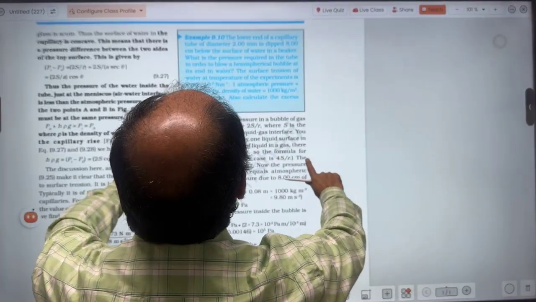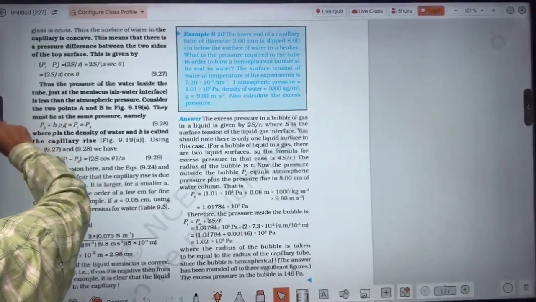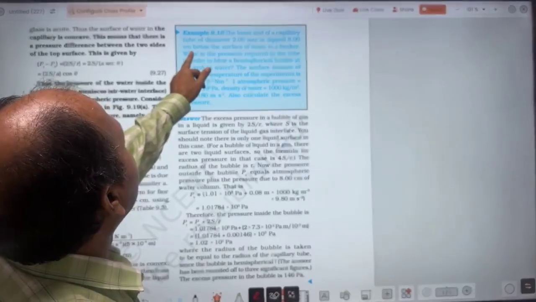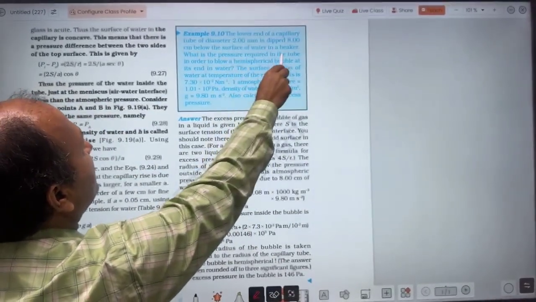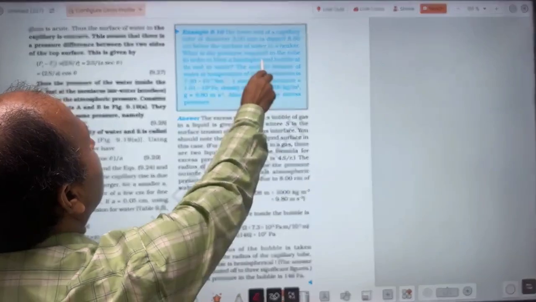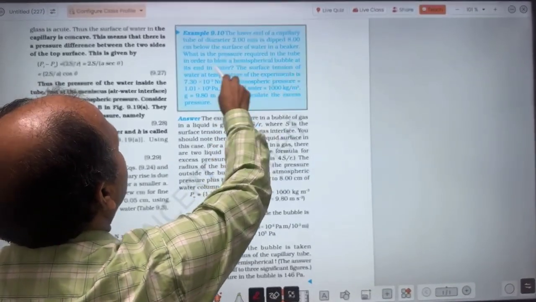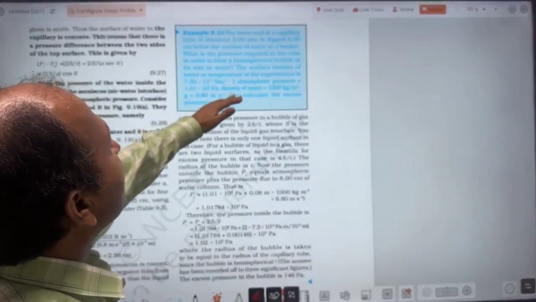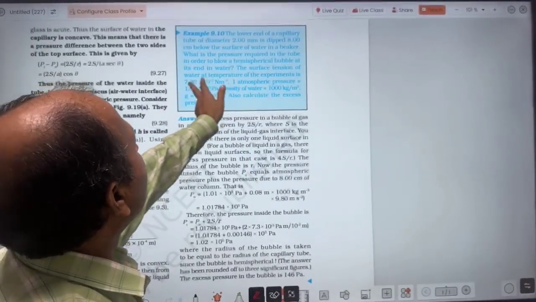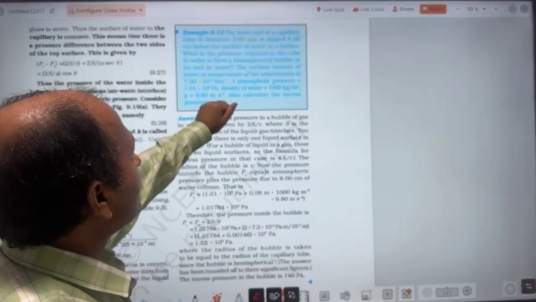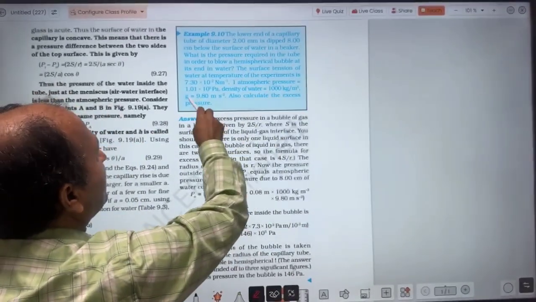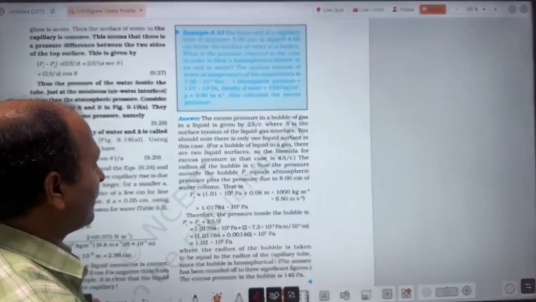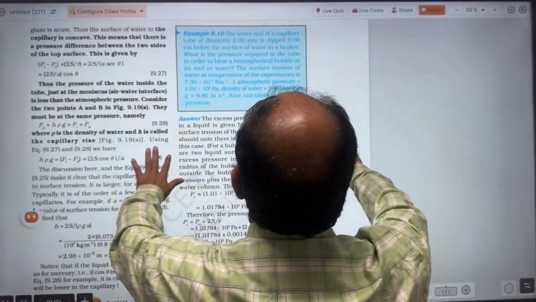And there is one question. Let's analyze the question and then the chapter will be over. The lower end of a capillary tube of diameter 2 millimeter is dipped 8 cm below the surface of water in a beaker. What is the pressure required in the tube in order to blow a hemispherical bubble at its end in water? The surface tension of water at the temperature of the experiment is 7.3 into 10 power minus 2 Newton per meter. 1 atmospheric pressure is this much, density of water is this much, g is this much, and also calculate the excess pressure. So the question is simple, we can easily do it.